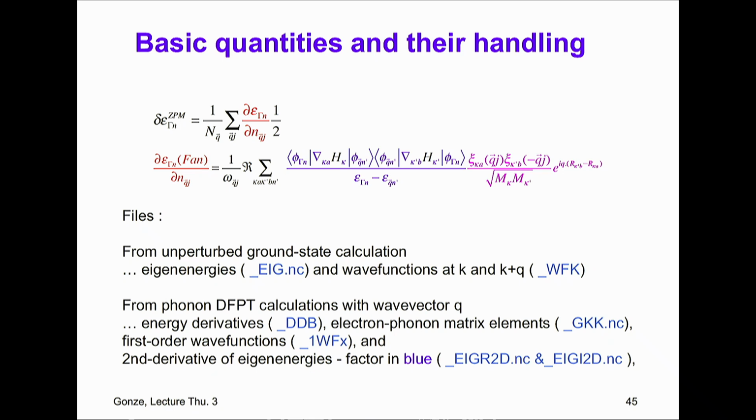First order wave functions with this label 1WF, and then the X here, I will explain later what it is about. And then there is also a file for the second derivative of eigenenergy, the factor in blue. This factor, the real part is EIG_R2D.nc, and the imaginary part is EIG_I2D.nc, with an I here. The real part corresponds to the real part of the self-energy, and the imaginary part to the imaginary part of the self-energy.